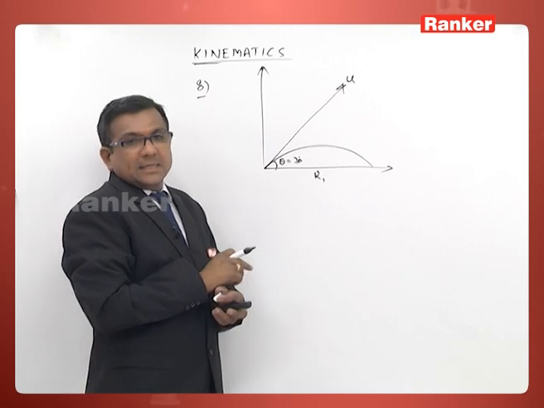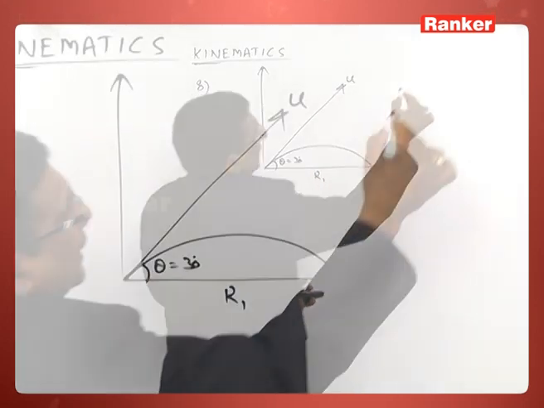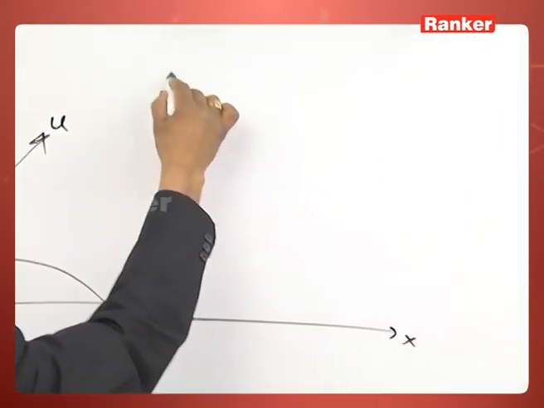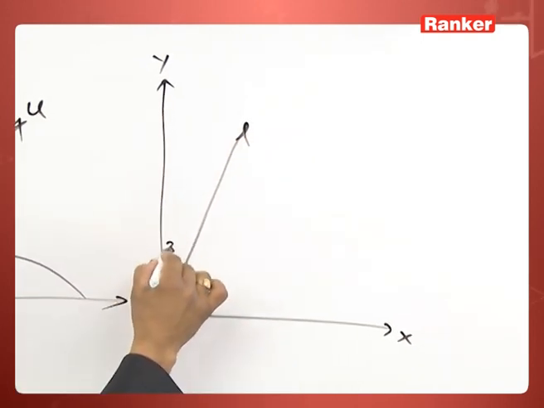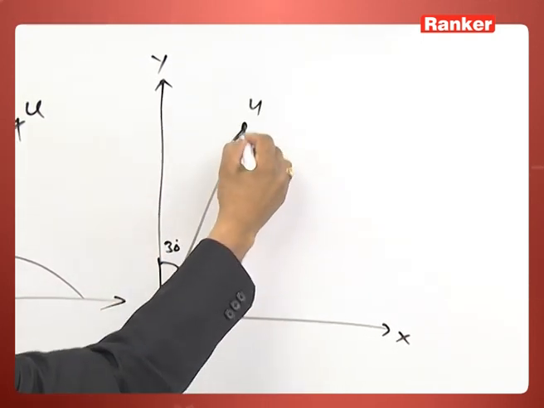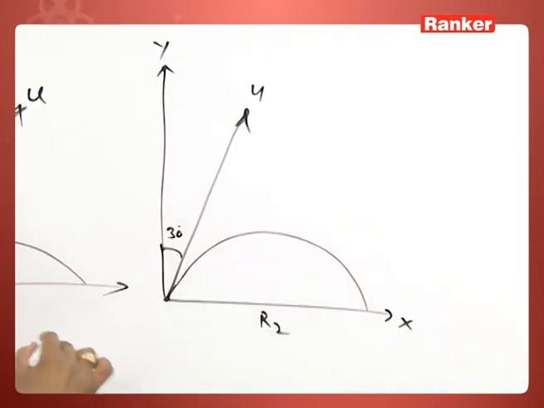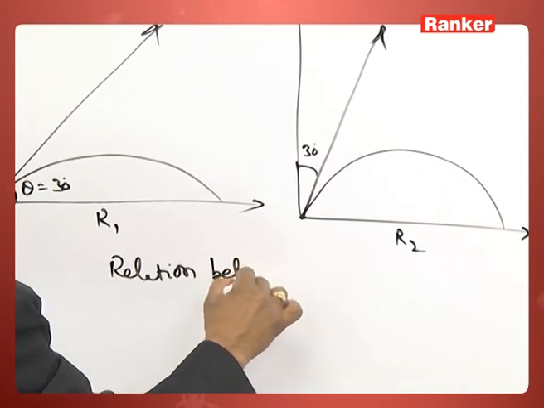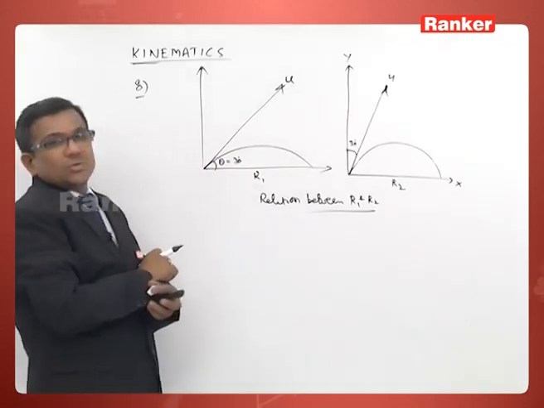Next, another projectile is thrown with the same velocity at an angle of 30 degrees with the vertical. That means if you draw another projectile, it is thrown at an angle of 30 degrees with the same velocity, and it strikes the ground at R2. Then what is the relation between R1 and R2? This is the question.